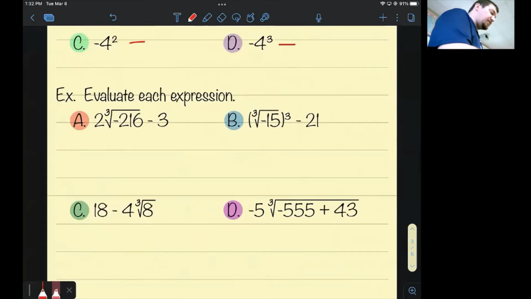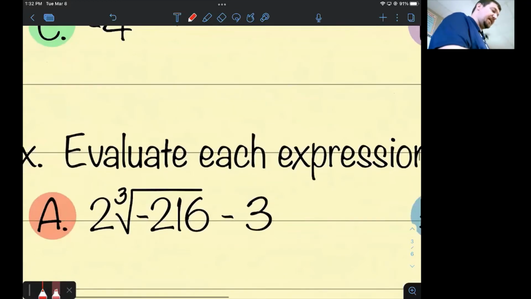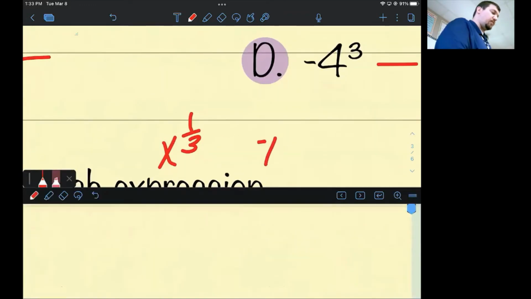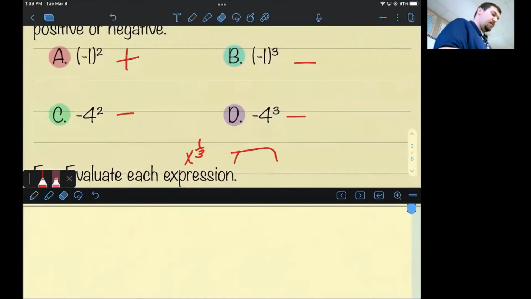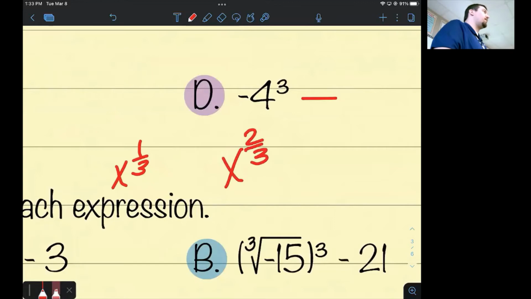All right, order of operations time. So we said yesterday that square roots actually happen during the exponent step. Cube roots are the same thing. Cube rooting a number is raising it to the 1/3 power. Okay? Cube rooting is raising it to the 1/3 power. I don't think I mentioned this yesterday. What if I wanted to raise something to the 2/3 power? How would I even write that?